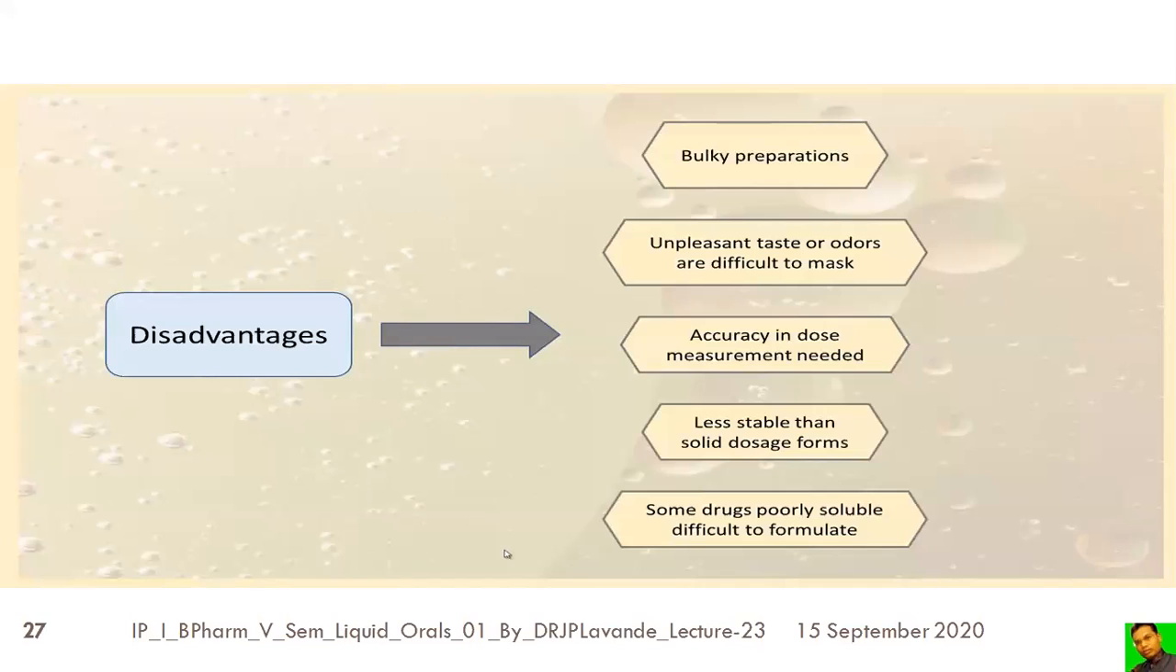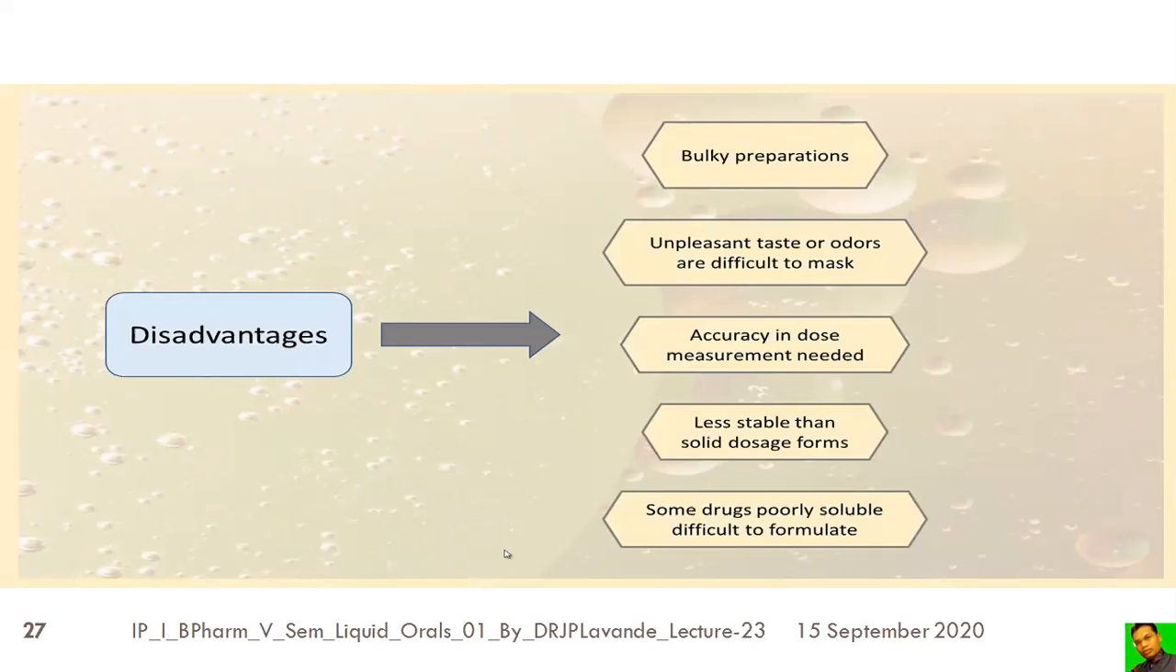Accuracy in dose measurement is needed. 5 ml, isn't it? The 5 ml needs to be given. The physician used to prescribe 5 ml 3 times a day or 2 times a day, isn't it? There is a measuring cup provided along with the liquid bottles. But the patient or the parents may make mistakes. If it is required to give 5 ml, sometimes it is less than that, sometimes it is more than that, which leads to under medication and over medication.